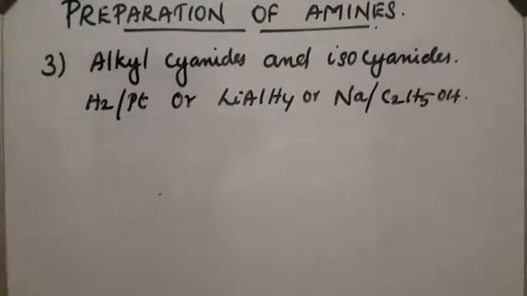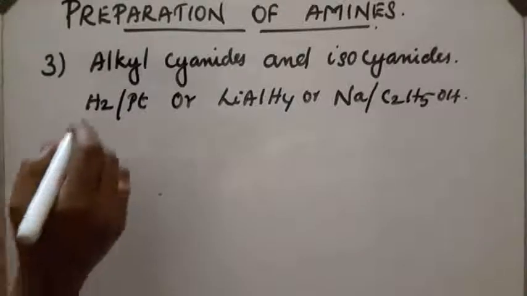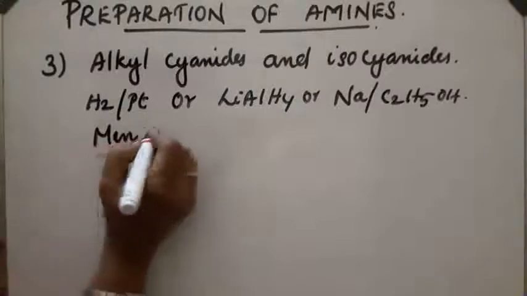In the case of alkyl cyanides, that is RCN, the reaction takes place and the product obtained will be a primary amine. But in the case of isocyanides, what will be the product? The product will be a secondary amine, and this reaction is known as the Mendius reaction.